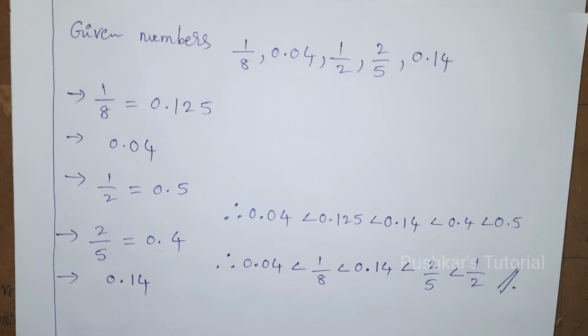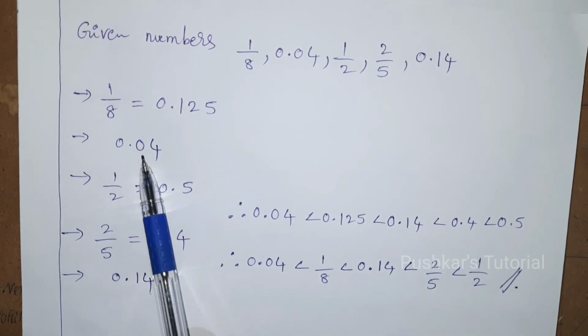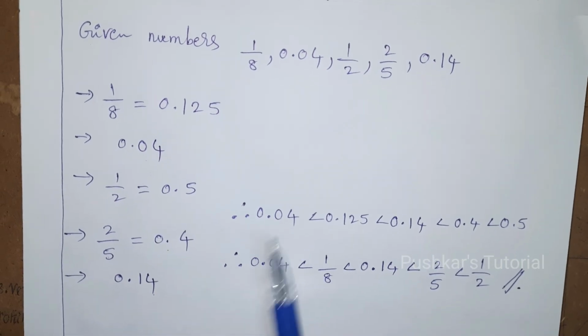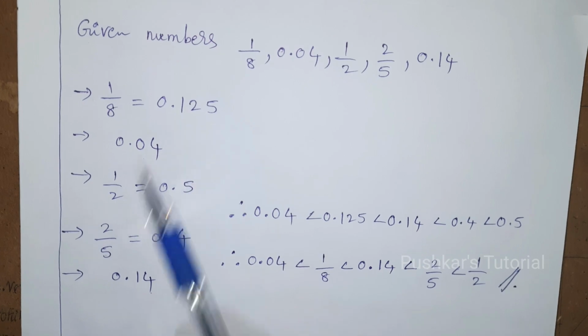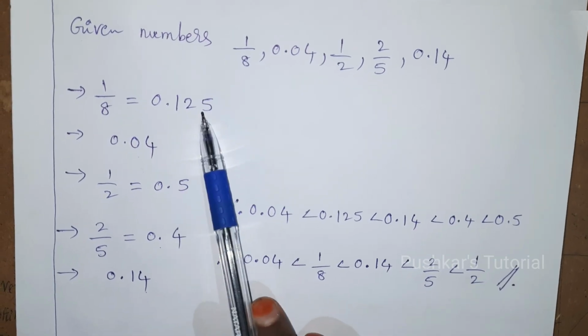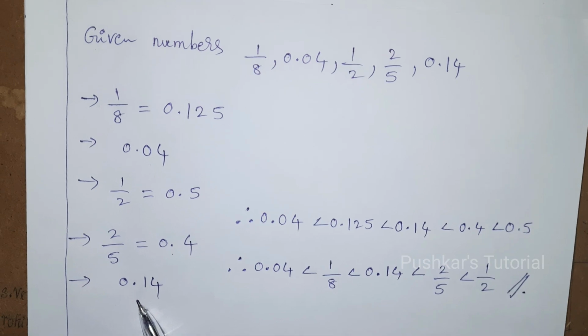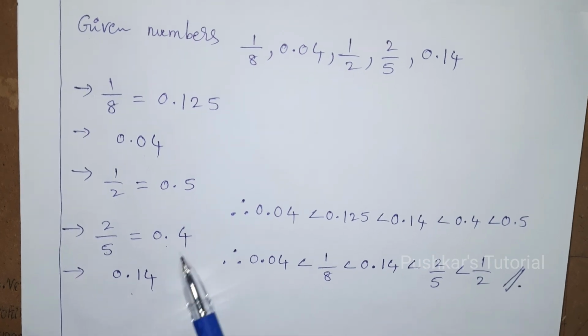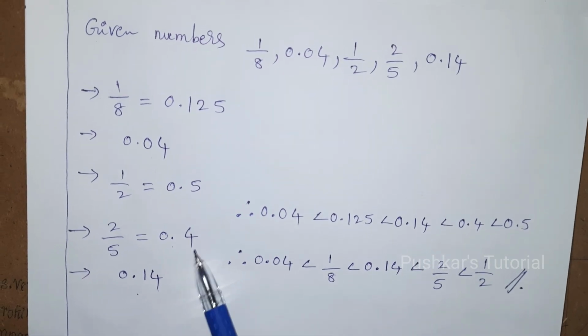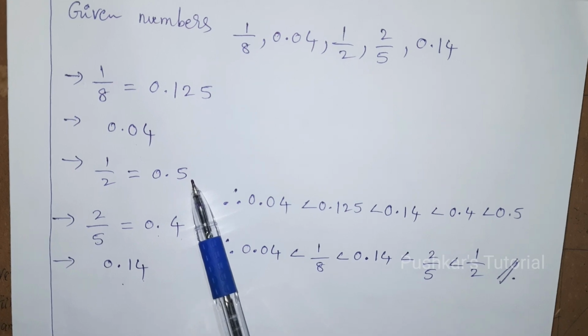So here ascending order means first, 0.04. Then 1 we have to see. In the 1 both are there. So after 1, 2 is there, after 1, 4 is there. So the smaller number is 0.125. The next number is 0.14. Next 0.4 is bigger. Next 0.5 is bigger.